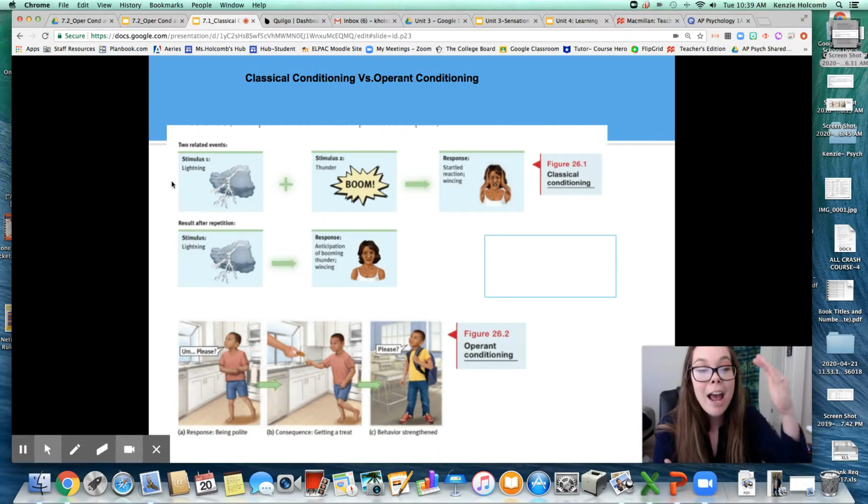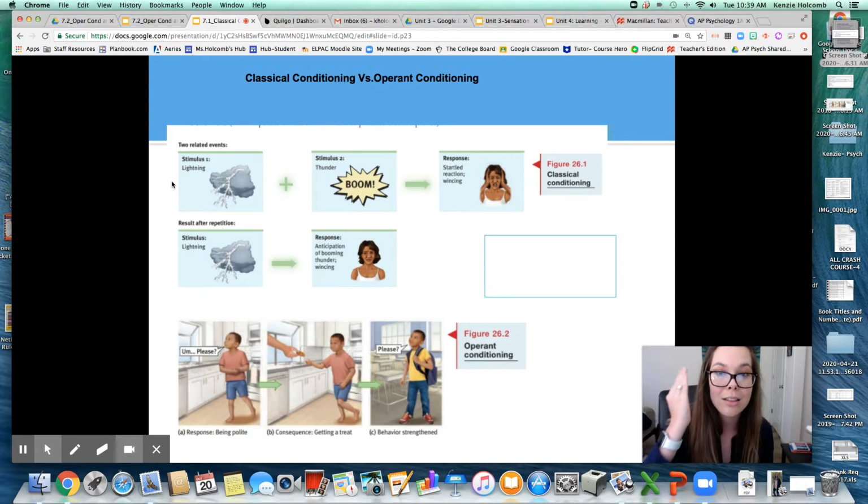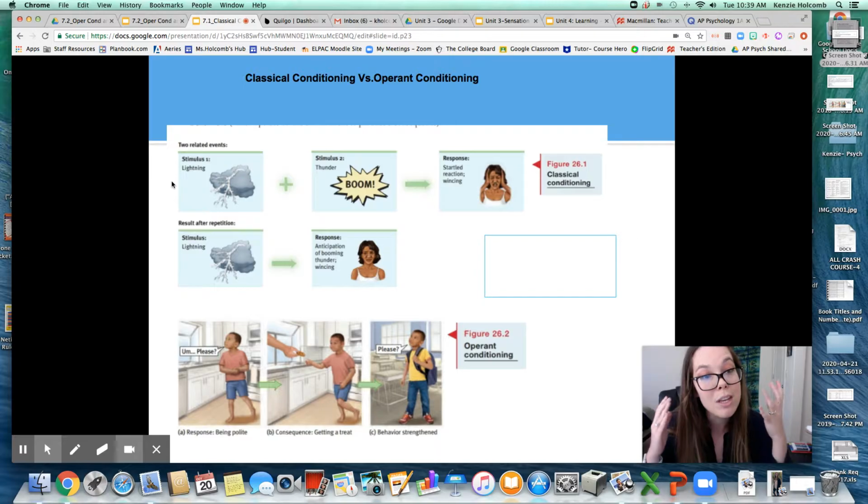But after repetition over time, we will start to associate lightning with thunder, and we already anticipate the thunder. So we may already cup our ears, or we may not even respond to it, because we have been conditioned to associate lightning with thunder. So it's almost involuntary. It happens, and it's almost like an innate response. It's a learned response, right?